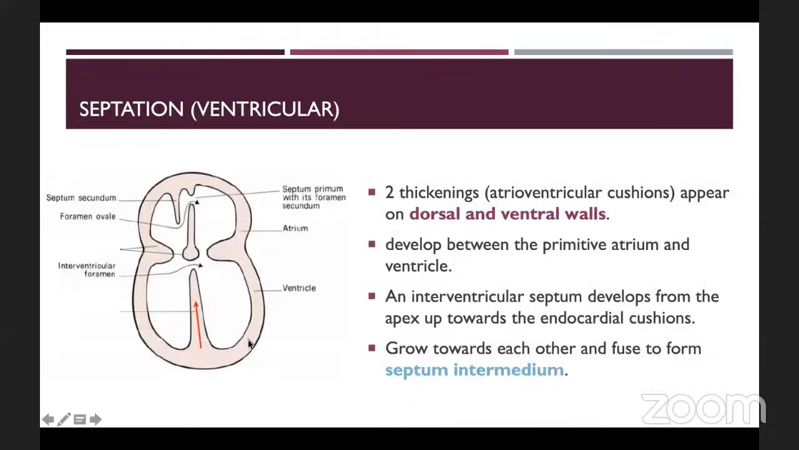So septation: we have two thickenings, atrioventricular cushions, appearing on the dorsal and ventral wall, here, developing between the primitive atrium and the ventricle. And the interventricular septum develops from the apex up toward the endocardial cushion and they grow toward each other and fuse to form the septum intermedium.